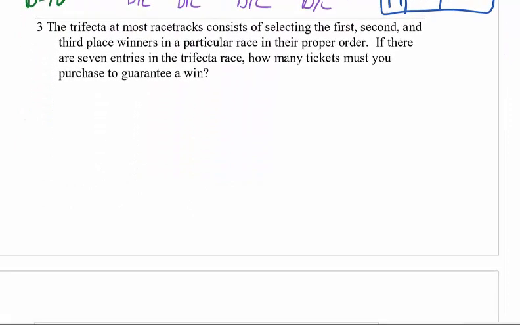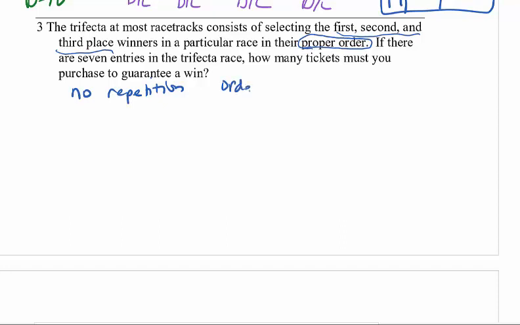Go ahead and read number 3. Pause it. Try to work it out. So going to number 3, we have a trifecta at most racetracks consisting of selecting the first, second, and third. Now my first question for you is, is repetition allowed? You cannot get first and second, so no repetition. Order does matter, and that's going to be important.